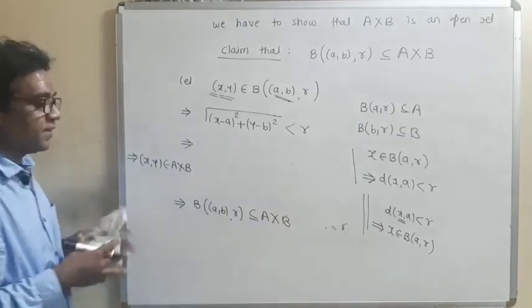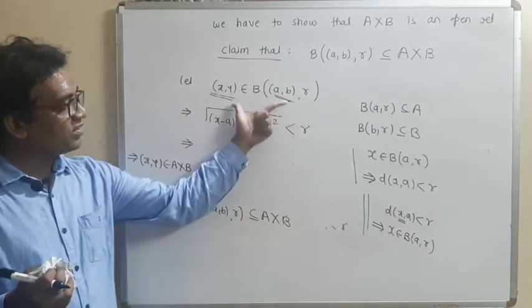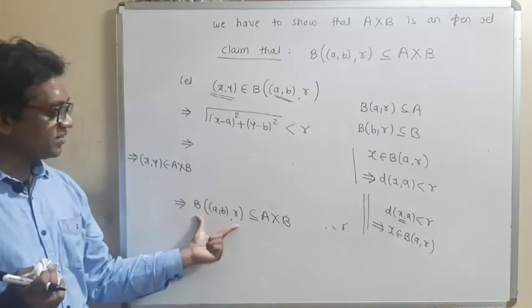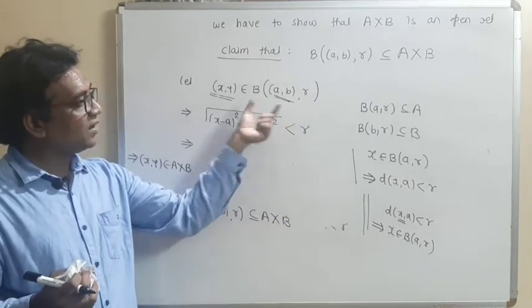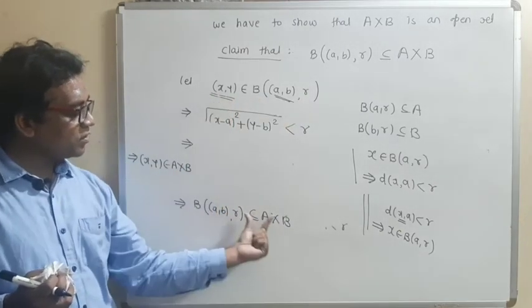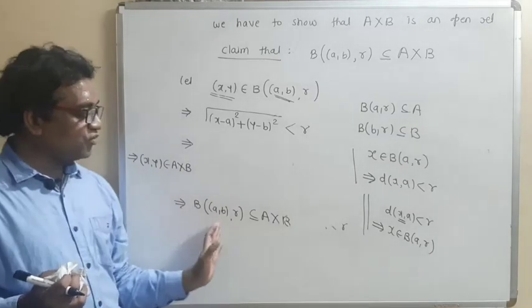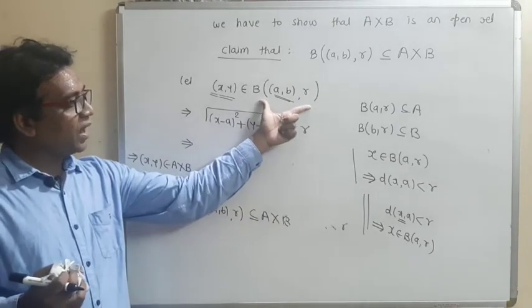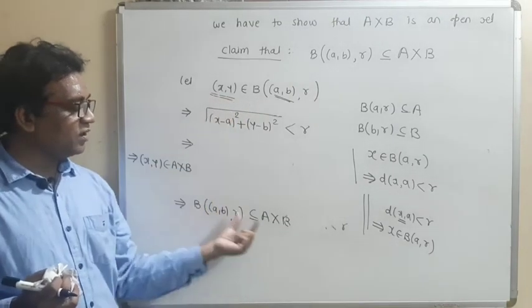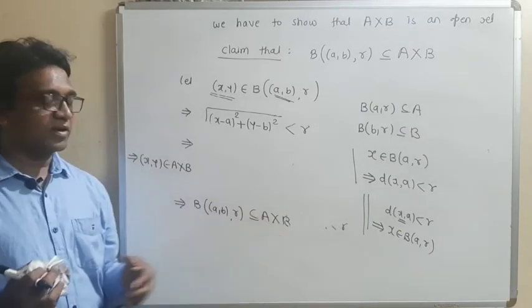How to show that it is a subset? Subset means, let us take one element from the first set. This is our first set. So let us take one element from the first set and show that the same element is present in the second set. What is the idea for showing the subset? Let us take one element from the first set and show that the same element is present in the second set. So we can say that this is a subset of the second set.